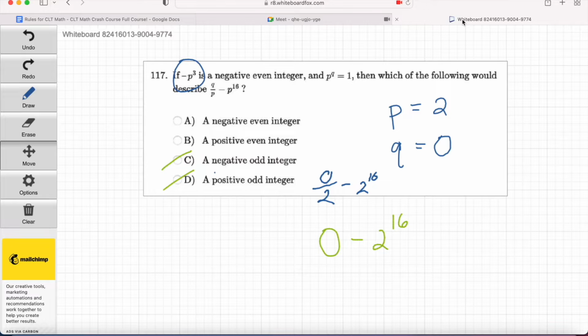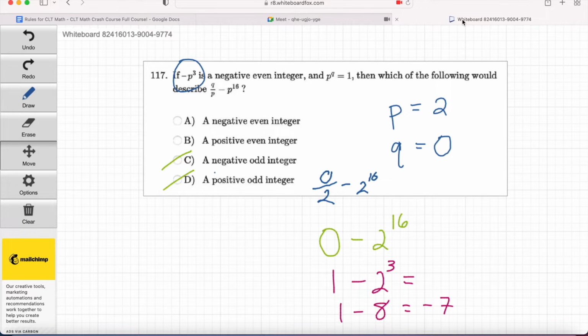Let me give you an example with some other specific numbers. What if we have 1 minus 2 to the power of 3? Those are easier values to deal with. What's that going to equal? That would be 1 minus 8, which is going to be negative 7. Does that make sense?